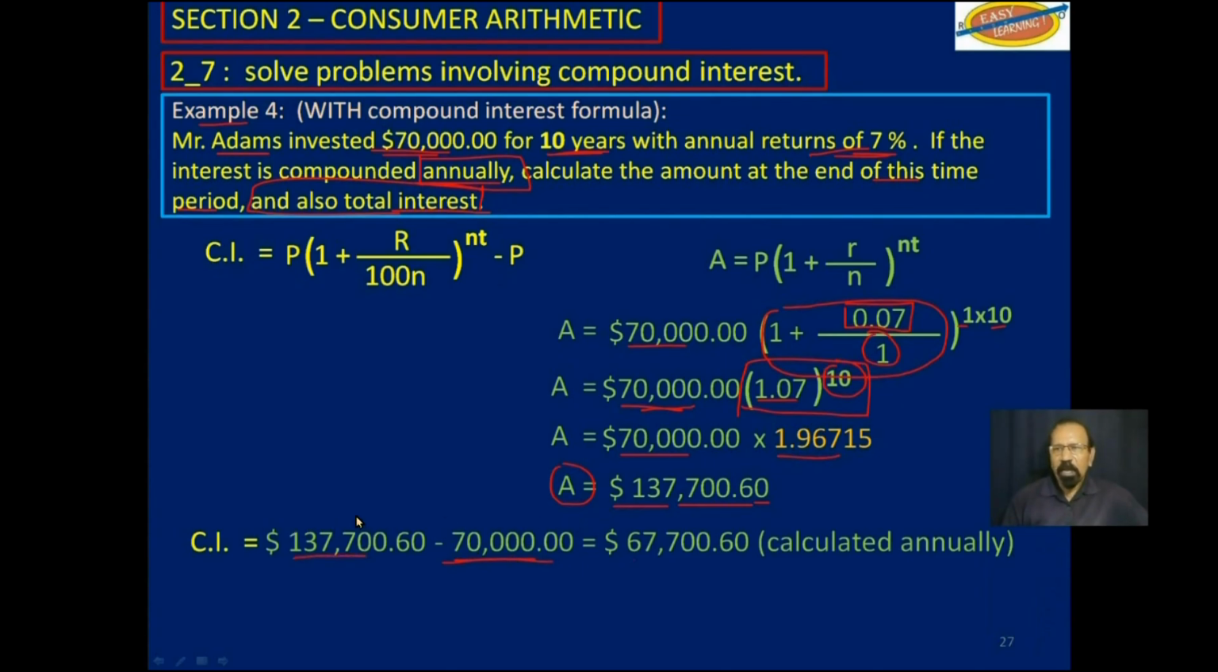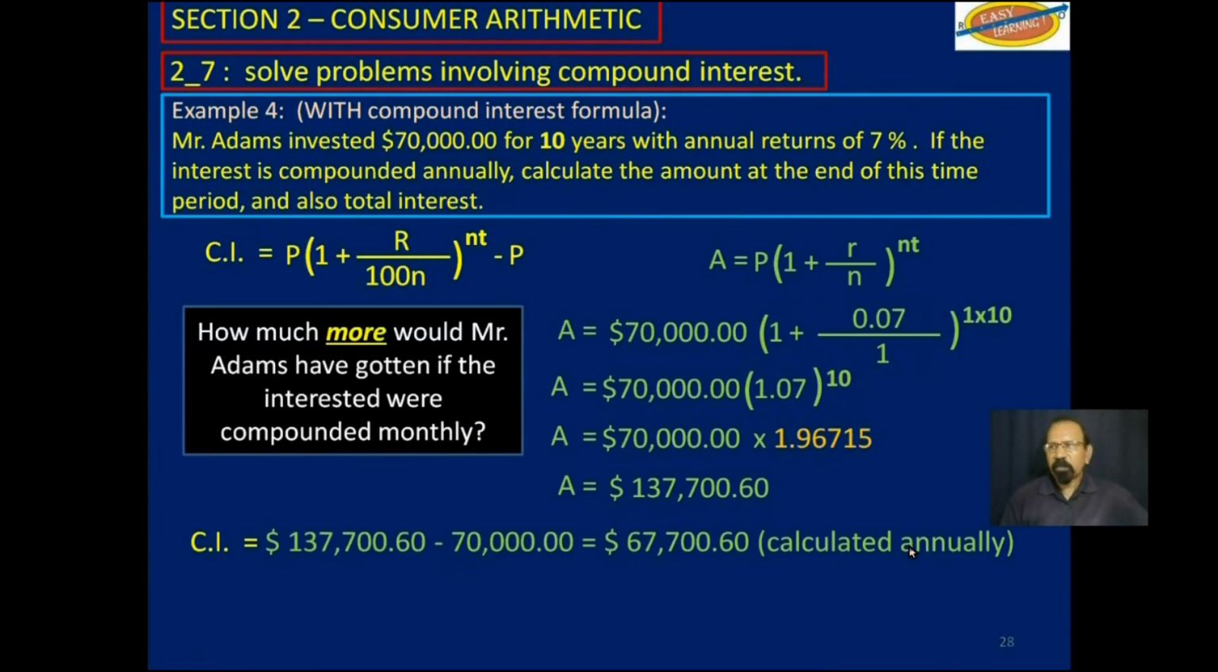amount, and he gets $67,700.60 when the interest is calculated annually based on compound interest system. So, how much more would Mr. Adams have gotten if the interest were compounded monthly?